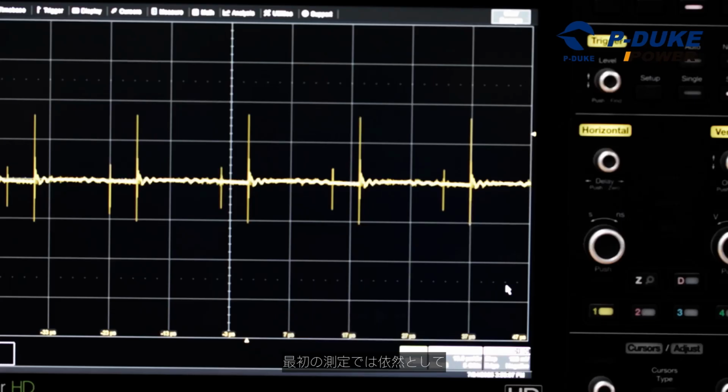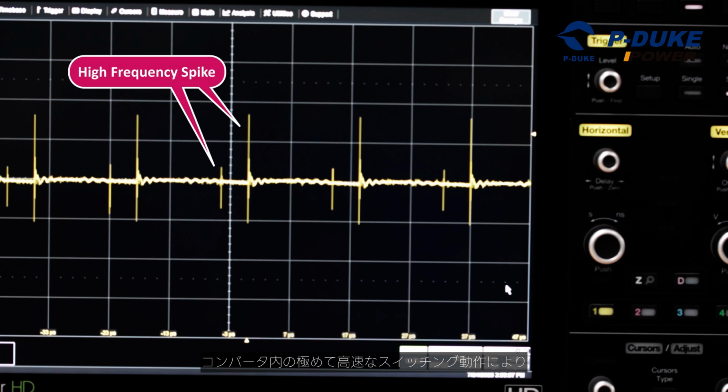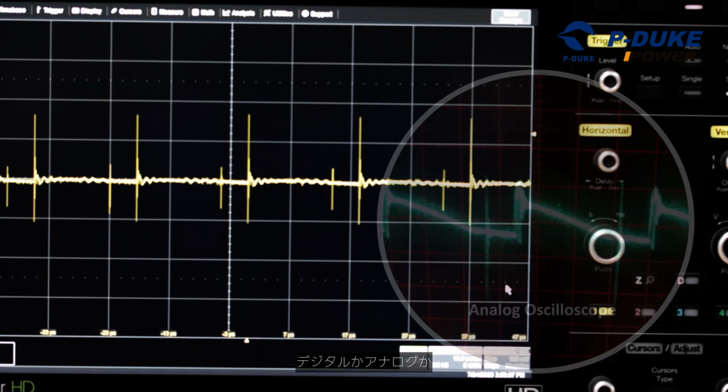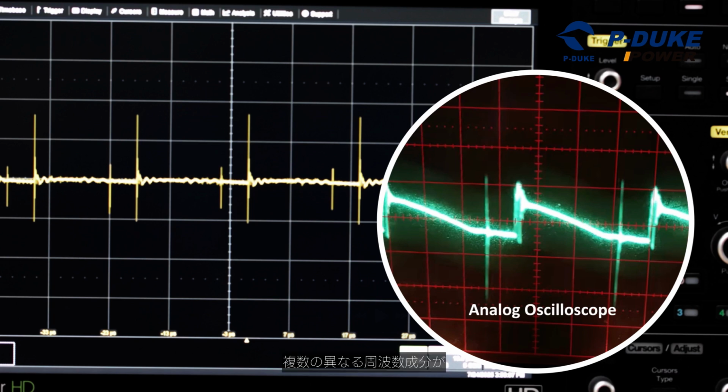An initial measurement still captures high-frequency spikes generated by the extremely fast switching processes in the converter. Results also vary depending on the equipment used, be it a digital or an analog oscilloscope, but what we can already see are the various frequencies.